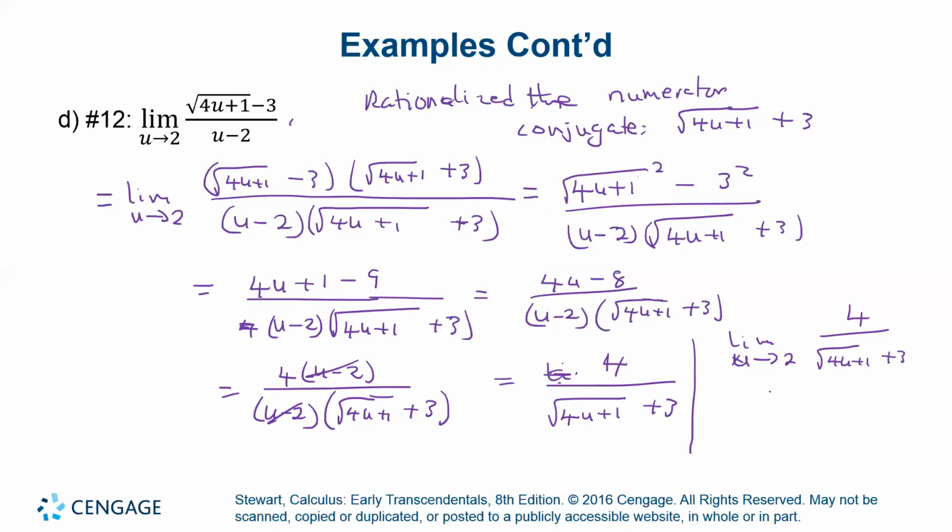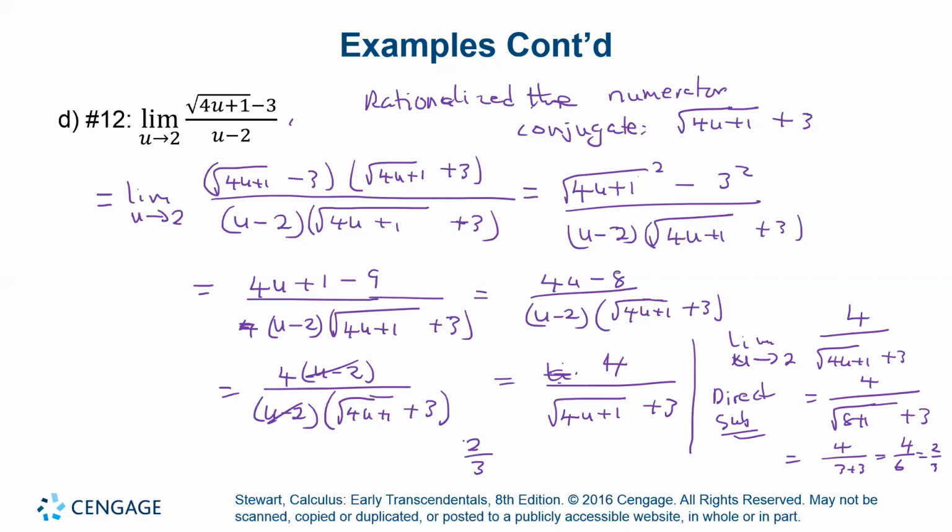Now you see that I can use direct substitution. That will equal 4 over the square root of 4 times 2, which is 8, plus 1, then plus 3. So the answer will be 4 over the square root of 9, plus 3, which is 4 over 6. And that gives me 2 over 3. So the answer is 2 over 3.